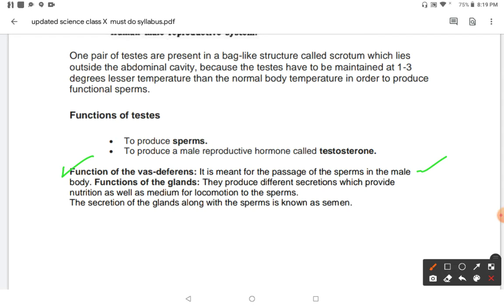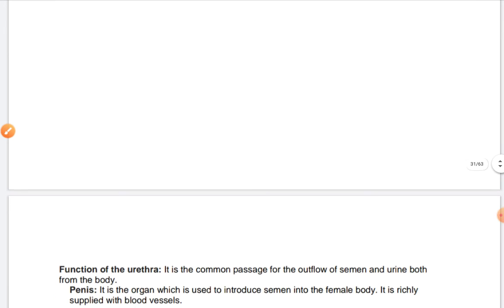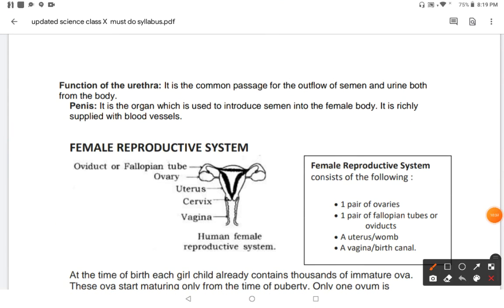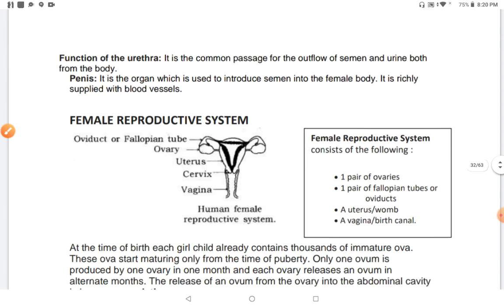And the function of glands: they produce different secretions which provide nutrition as well as a medium for the locomotion of the sperm. The secretion of the glands along with the sperm is called semen. Next is the function of urethra. It is the common passage for the outflow of semen and urine through the body. And the penis is the organ which is used to introduce semen into the female body, and it is richly supplied with blood vessels. This is about the male reproductive system.